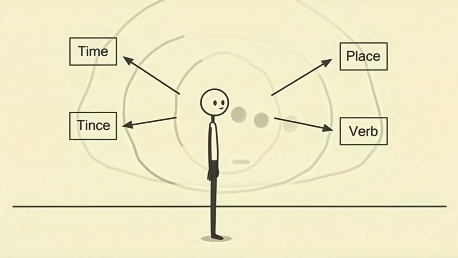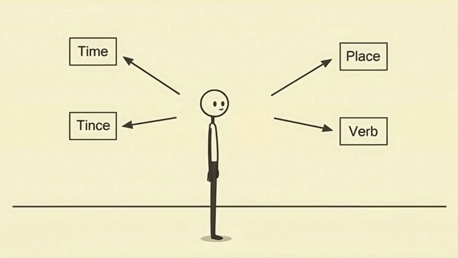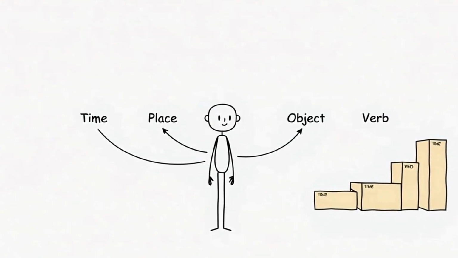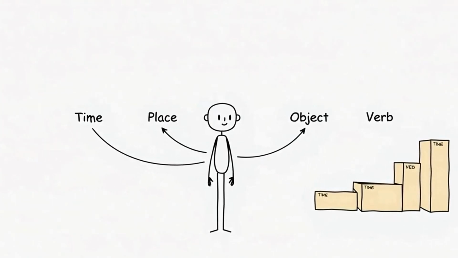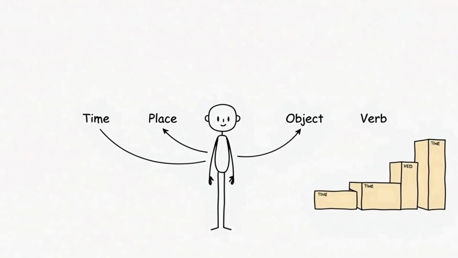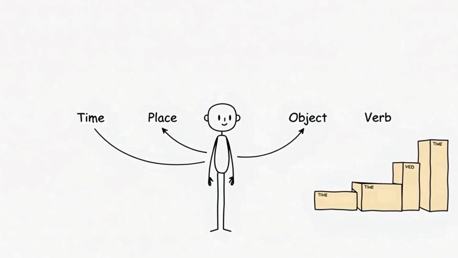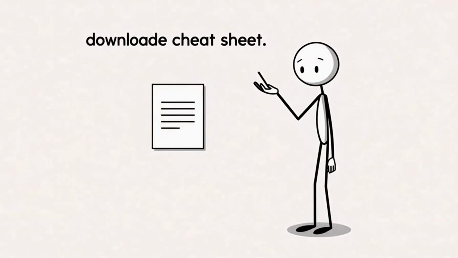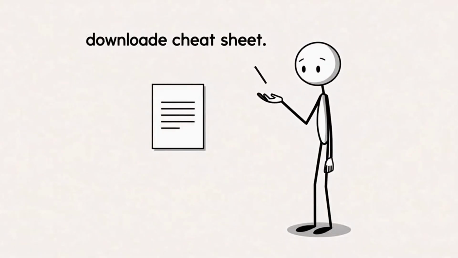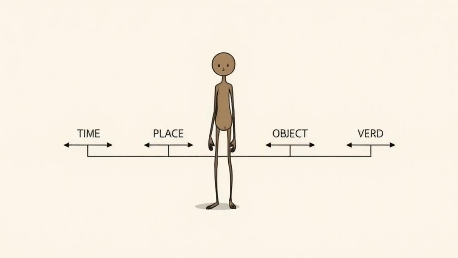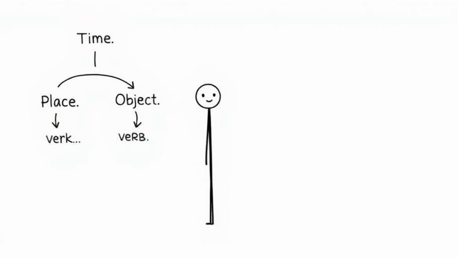The final step is to internalize this map so you can use it spontaneously. To aid in this, we have created a simple, one-page visual guide that summarizes the TPOV slots and the rules for modifiers. This downloadable cheat sheet is available for free, linked in the description below. It provides a quick reference blueprint you can use during your study sessions.